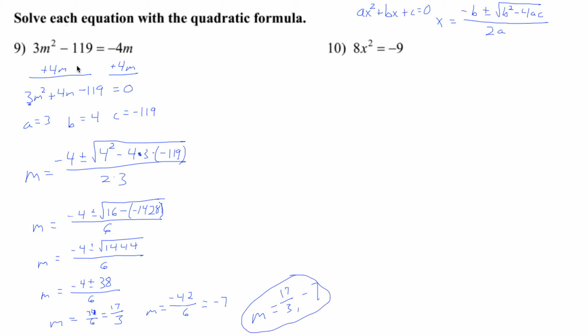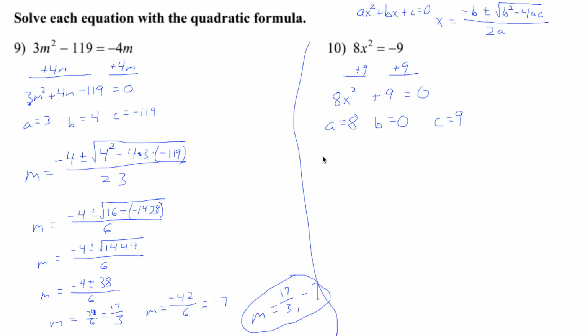So set it equal to 0, find out a, b, and c, plug them in, and then simplify. Next one, we'll want to add 9 to both sides, because when using the quadratic formula, you want 0 on one side, so we have 8x squared plus 9 equals 0. So we only have 2 terms here, so we have to be careful. a goes with the squared, so a is 8. b is what goes with the x term. Well, there is no x term, so b is 0, and c is the constant. And so we're going to plug that right into our quadratic formula.